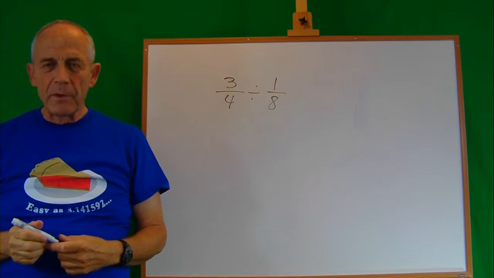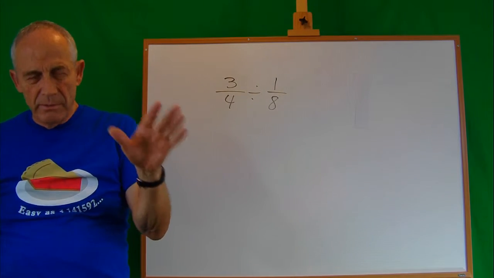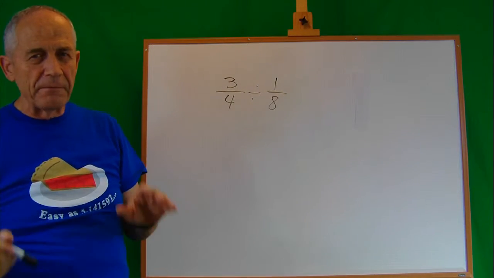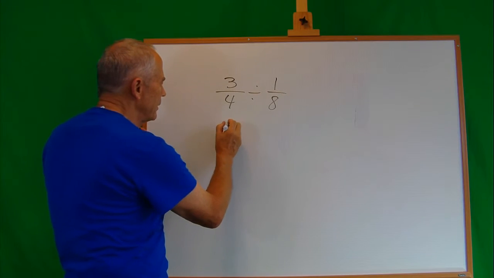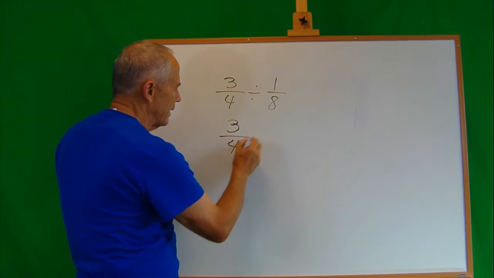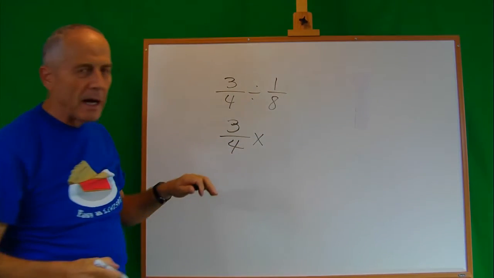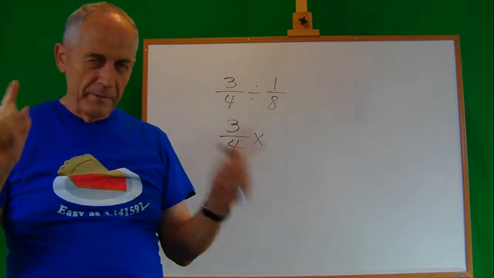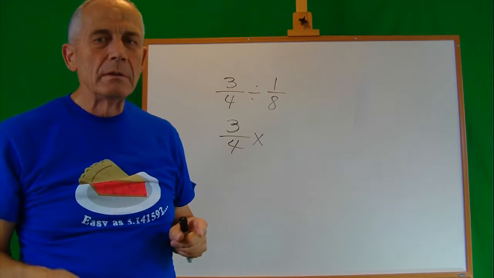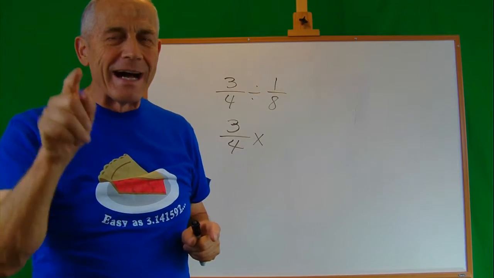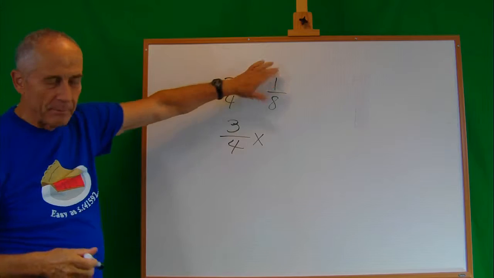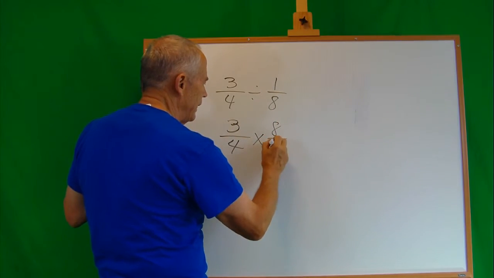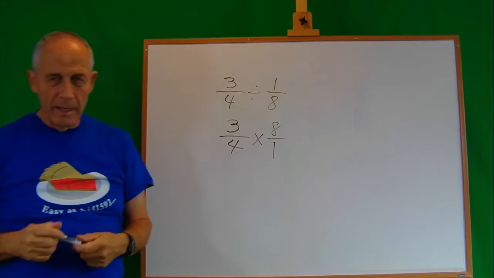Now, 3/4 divided by 1/8, according to the rule we just got, it's going to be the same thing as 3/4 times, we don't divide, we multiply by the inverse. In other words, flip and times, dude. So I'm going to flip that one over, the 1/8, that's going to give me 8/1, and now I'm going to multiply.